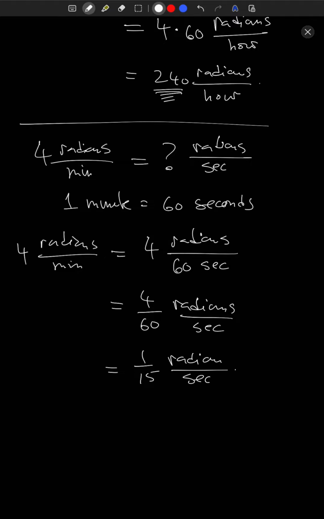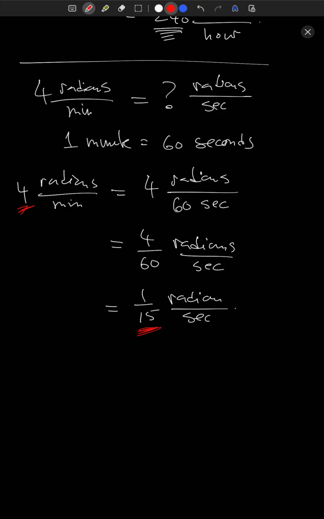Okay, and again, a quick check. Our answer is smaller than 4, which we expect, because if you're going 4 radians per minute, then every second, right, you're traveling a lot less than that. All right, because a second is a much shorter amount of time.